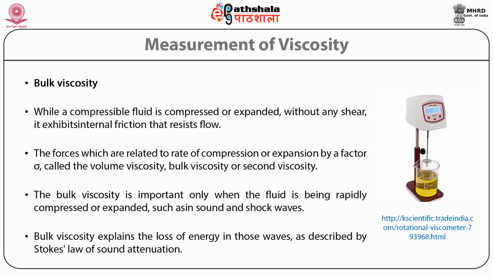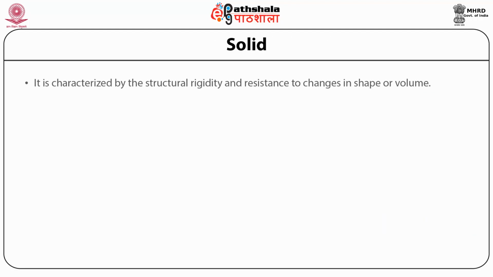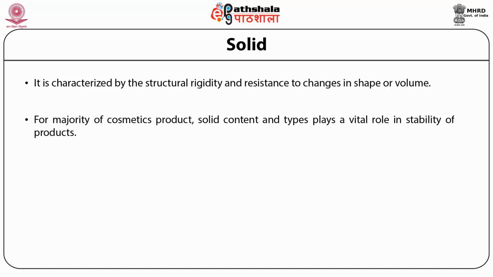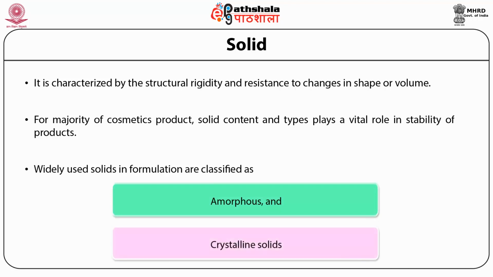Now coming to solids, they are characterized by structural rigidity and resistance to change in shape or volume. As we all know, for the majority of cosmetic products, solids content and types play an important role in the stability of the product. For example, amorphous solid powder is more soluble than crystalline powder. It reflects that more amorphous powder will be dissolved, solubilized in a small volume of liquid to enhance the appearance. Hence, the solids in formulations are classified as amorphous and crystalline solids.